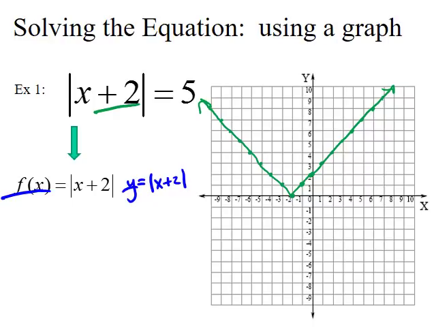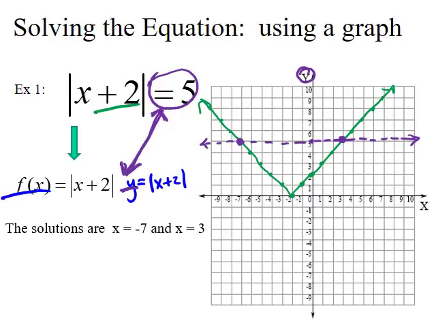Now what's new is I have the absolute value equal to y, or more specifically in this example, equal to 5. So I'm interchanging the y and the 5. So I want the y-axis at 5. So where does my graph cross the line y equals 5? In this case, if I take a look at y equals 5, I have an intersection at (3, 5) and (-7, 5). So those become my solutions, -7 and 3.